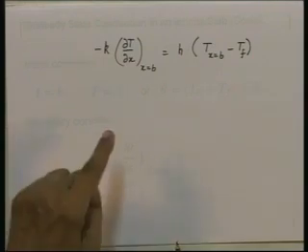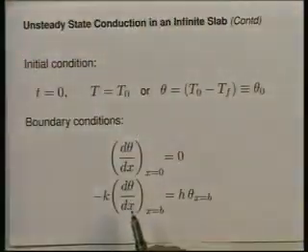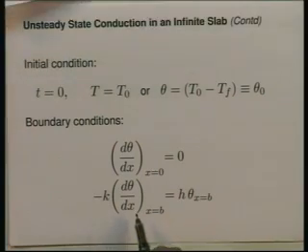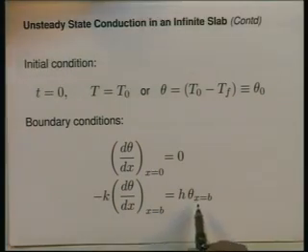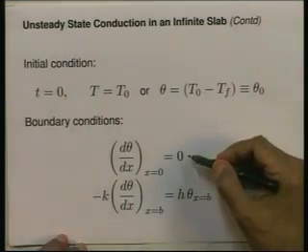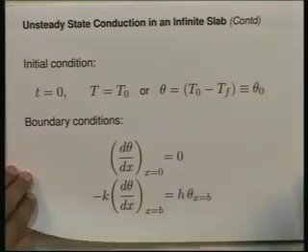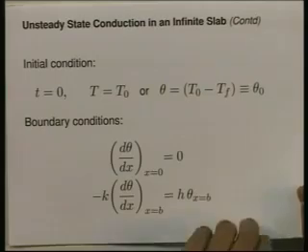If I put the substitution theta equal to T minus Tf, this boundary condition will reduce to the form minus k d theta/dx at x equal to b is equal to h into theta at x equal to b. So, this is my boundary condition for the problem. We will solve the problem only in the positive half, that is from x equal to 0 to x equal to b, and we will use the symmetry condition at x equal to 0. So, this is the full statement now of the problem.